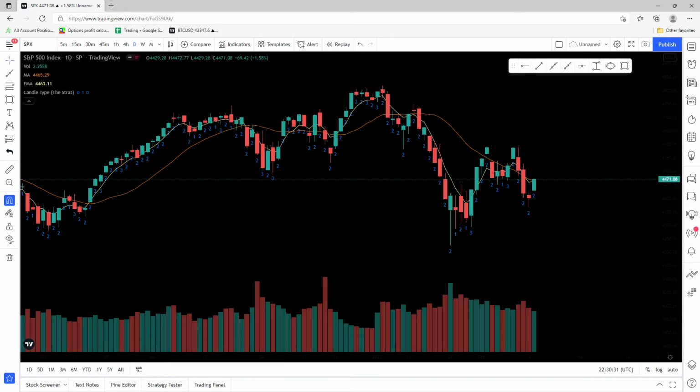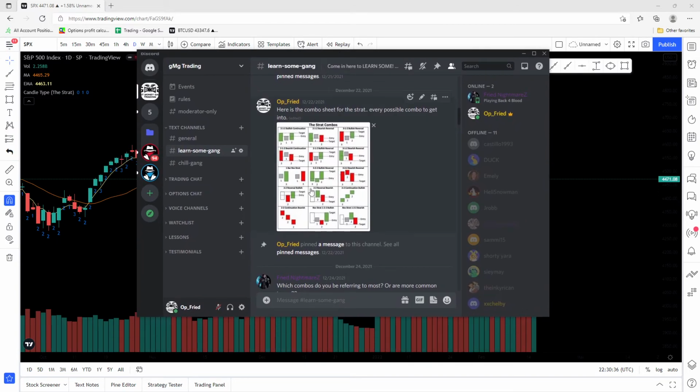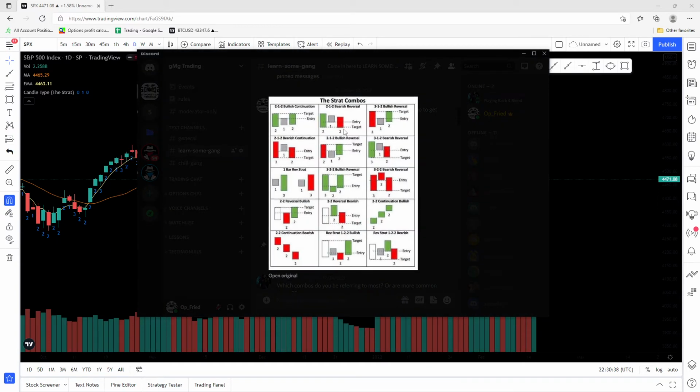What I recommend is, I'll pull up my Discord right here. See right here, this is the strat combo sheet. I recommend memorizing this. It makes trading the strat a whole lot easier. It shows you the exact play. The 2-1-2 is right here. There's your entry. There's your target.